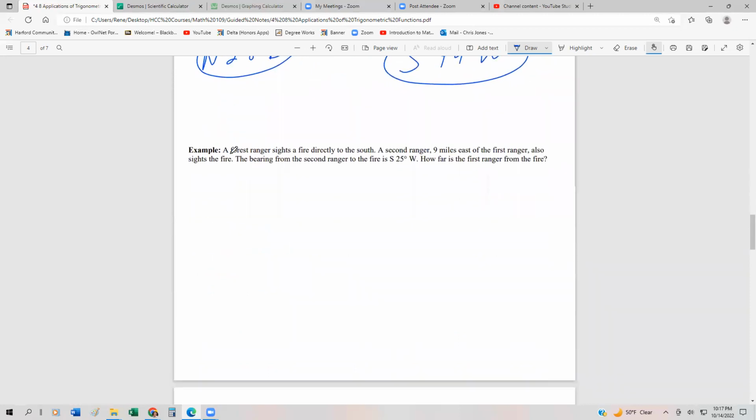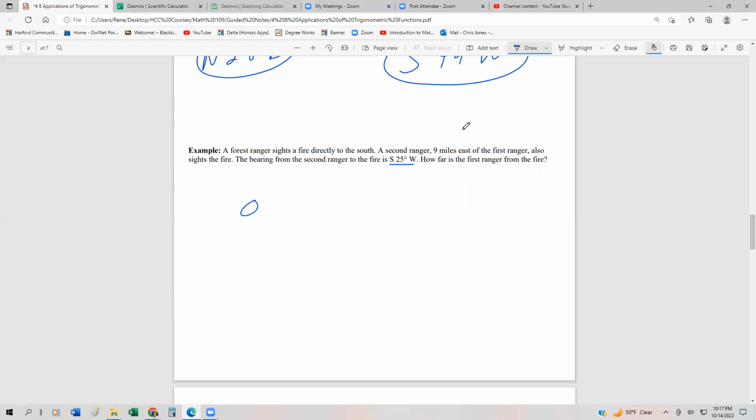So an application of that, we have a forest ranger who sights a fire directly to the south. A second ranger 9 miles to the east of the first ranger also sights the fire. The bearing from the second ranger to the fire is south 25 degrees west. How far is the first ranger from the fire? All right, so hopefully it's not too big of a fire since you're seeing that it's 9 miles away.